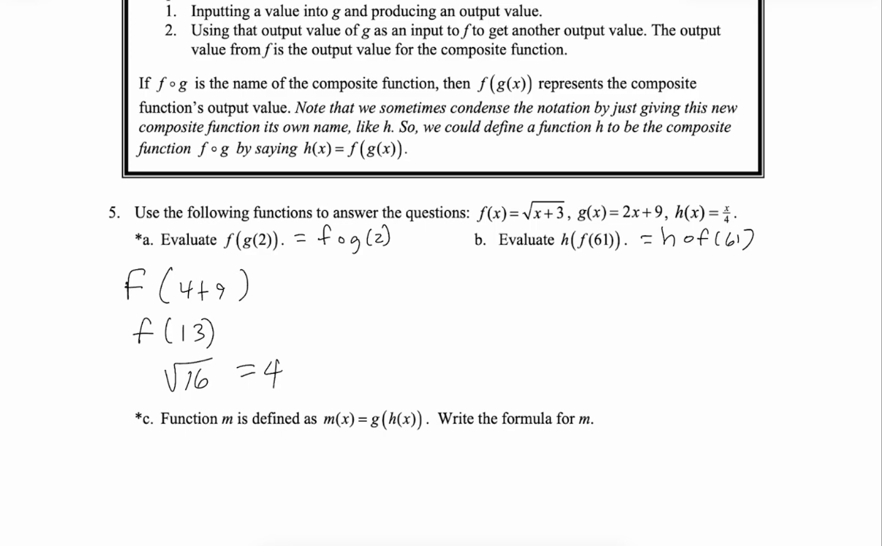So in B, which function do I use first and what am I inputting? In B, what function do I use first and what's its input? Exactly. I use the f function first and I'm going to input 61. Now that would be the square root of 64, which I know is 8. So simplify things down as much as possible. Now we're going to take the h function and we're going to plug in 8. So that's just 8 divided by 4, or our answer is 2.